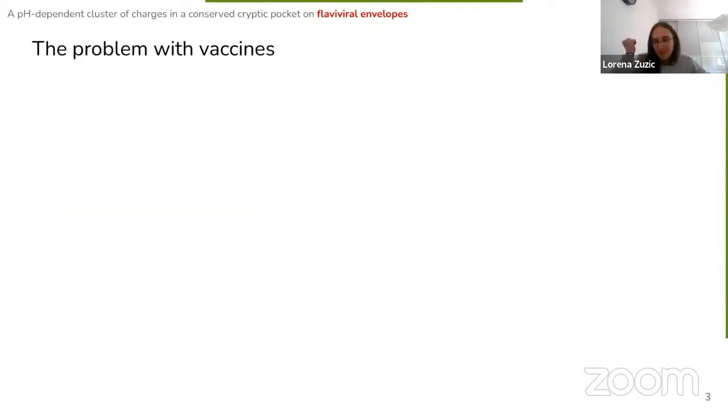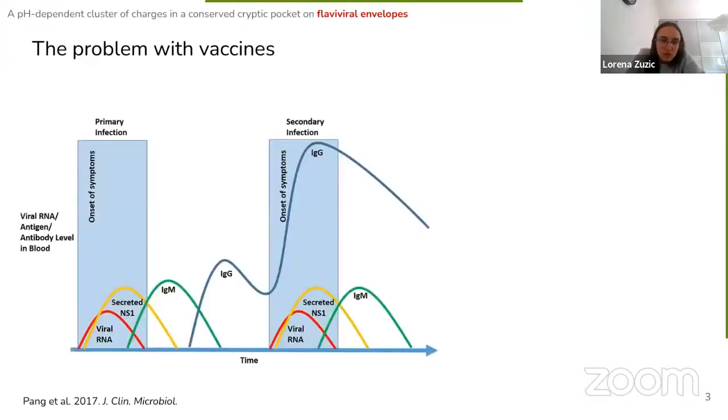There is a problem with the vaccines, and specifically vaccines against flavivirus. So this is your usual course of infection. We don't need to go through all the details, but the main point is you have your primary infection, your body develops immunity against whatever the antigen is, whatever your infectious particle is, in this case, a flavivirus. It will develop the antibodies, and after the infection, it will create memory cells.